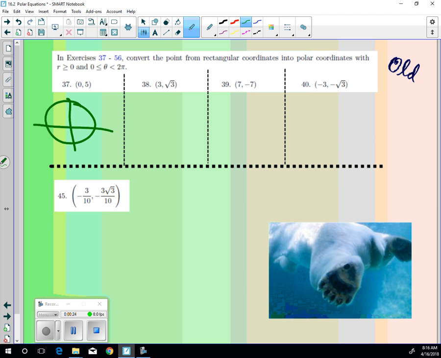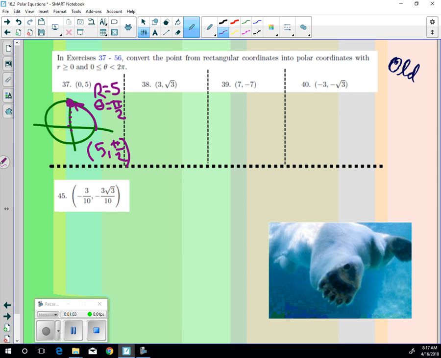This is over 0, up 5. What angle is this? What angle is that in radians? Pi over 2. So theta is pi over 2, and r is how far from the center it is. It's 5, isn't it? So this coordinate is 5 comma pi over 2. Now that's not so bad.